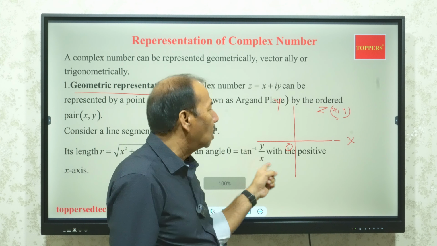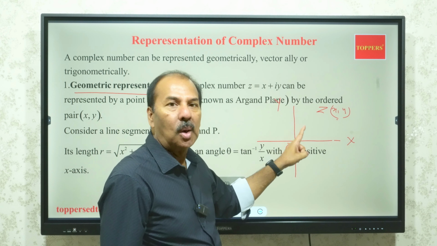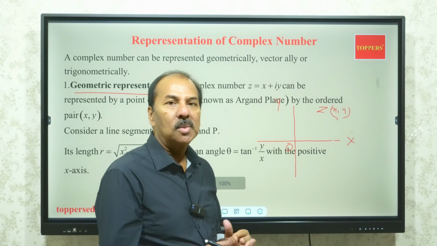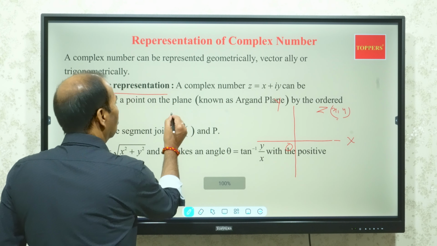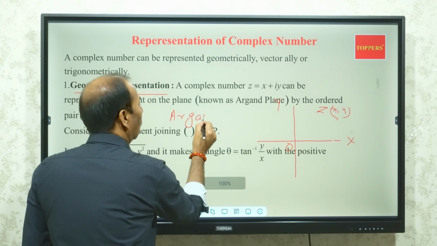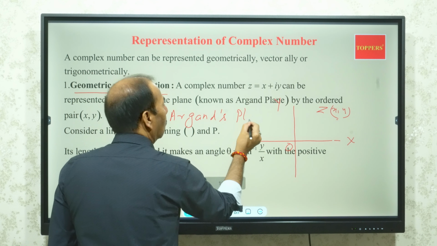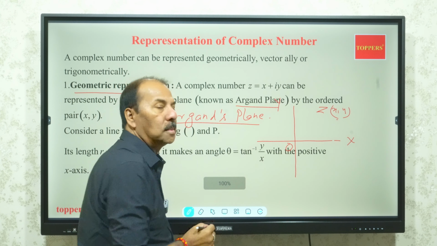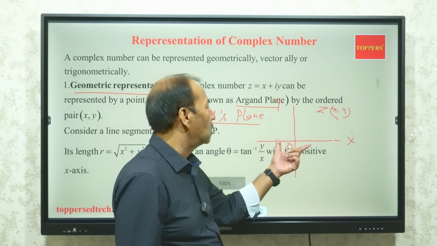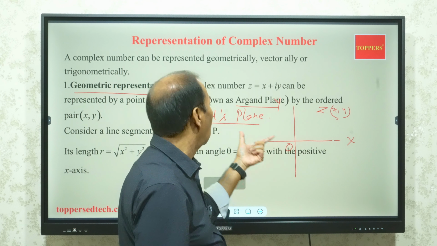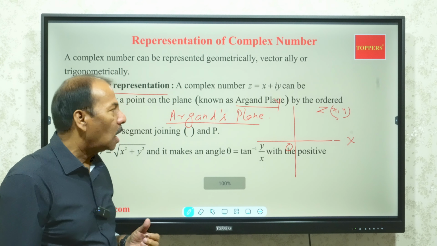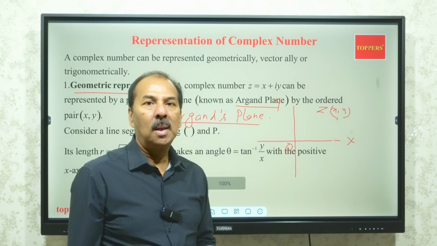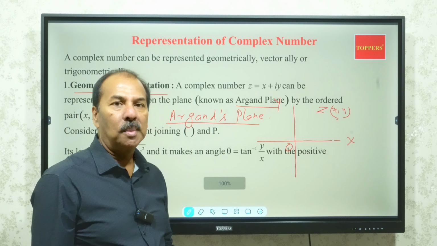Obviously the combination of this real axis and the imaginary axis, or the real plane and the imaginary plane, makes the complex plane. And this complex plane is also termed Argand's plane. This complex plane, which is the combination of the real axis as well as the imaginary axis, is termed the Argand plane. Any diagram drawn in this plane, the Argand plane or the complex plane, is termed an Argand diagram.